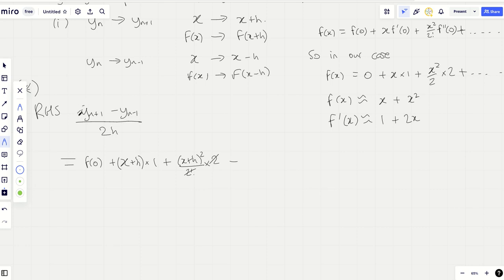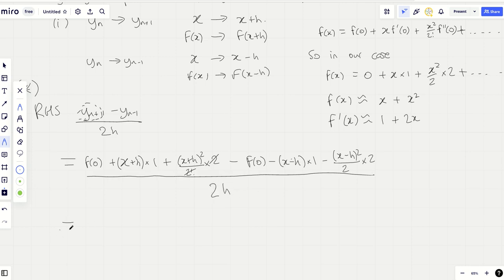Minus yn minus 1, which is going to be f of 0 minus x minus h, but the coefficient is going to remain the same because f dash of 0 is still 1, minus x minus h squared over 2 factorial times 2. All of that on the top and just 2h on the bottom. Now let's see what this goes to.